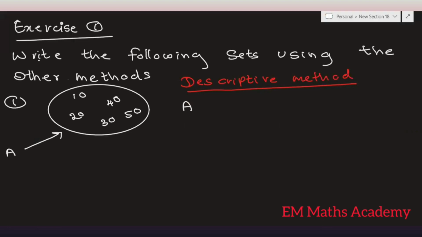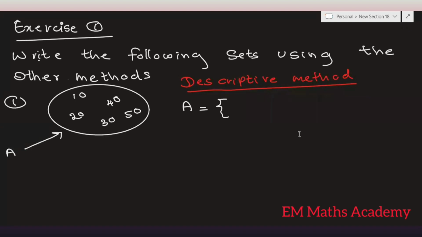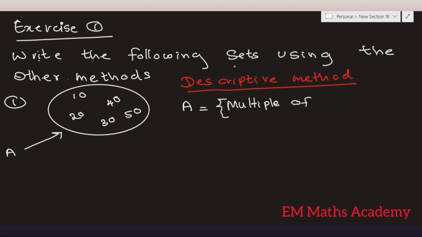A is equal to, okay, tell me the answer. What are these elements? You have to identify the characteristic. What is the characteristic? Multiples of 10. Is it enough? Between 0 and 60. Yes. Here you can write multiples of 10 between 0 and 60 or from 10 to 50. Okay, you can write like that.